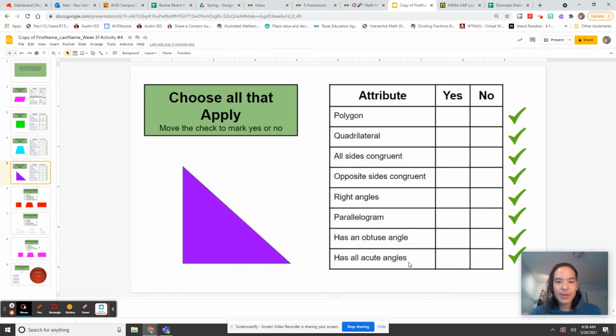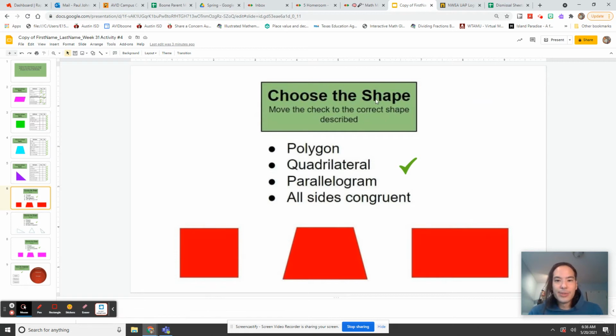It does not have an obtuse angle, but it does not have all acute angles. Yes, it does have 2 acute angles, but not all acute angles.